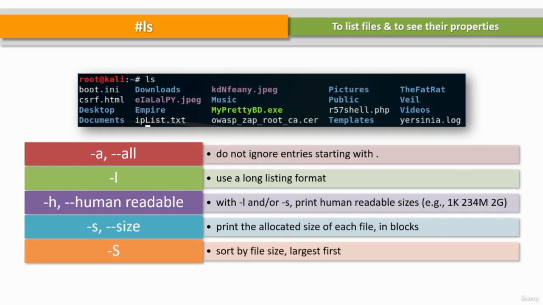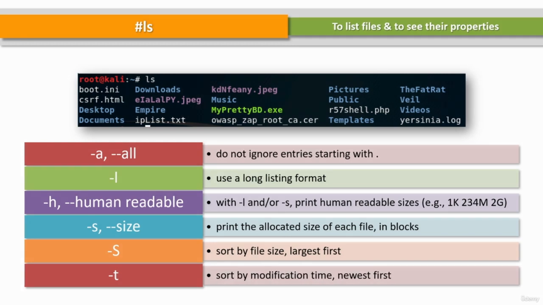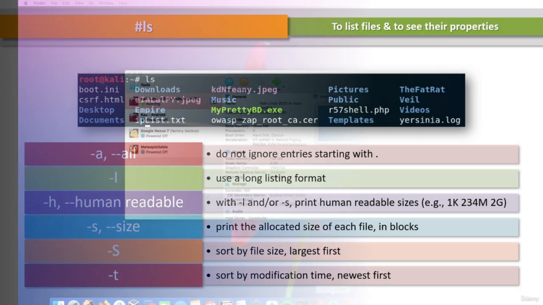-S, uppercase S, lists files or directories and sorts by size in descending order, or from biggest to smallest. Finally, -t is a parameter that lists files or directories and sorts by last modified date and time in descending order, from biggest to smallest. So let's go ahead and practice.